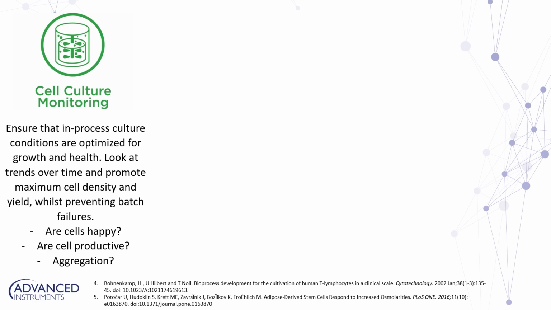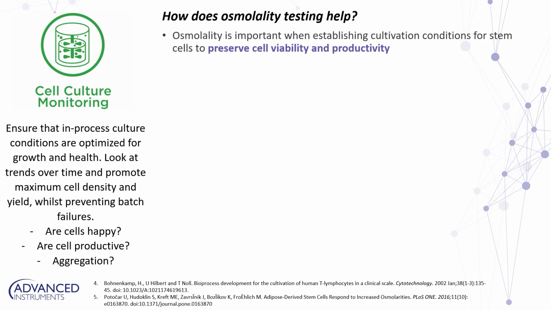So how exactly does this work? If you take stem cells as an example here, osmolality has been seen as an important process parameter which has the ability to preserve cell viability and productivity.